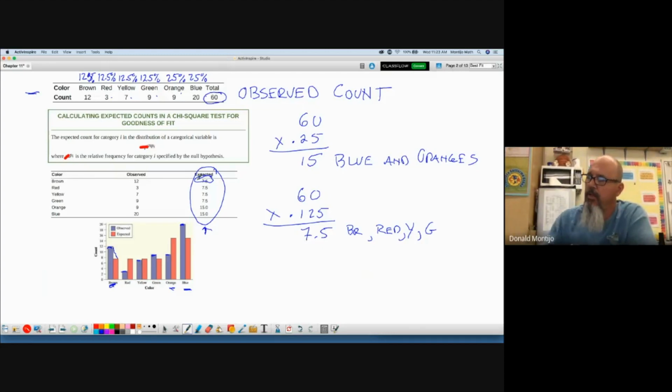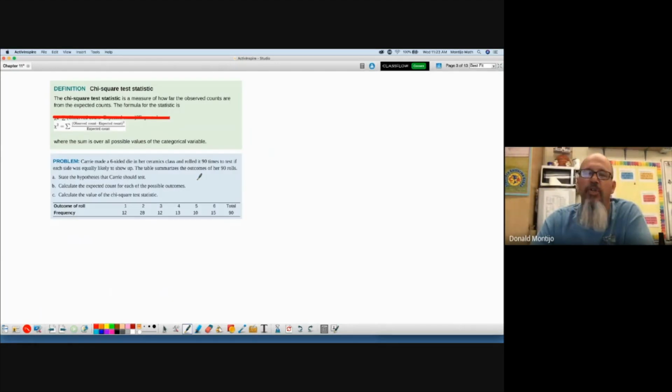Right. So now that we understand what is observed and what is expected, we should be able to move on to calculating the test statistic. So remember, before we would find a z-test statistic, a t-test statistic. Well, now we're meeting a new test statistic, which is called the chi-squared test statistic.